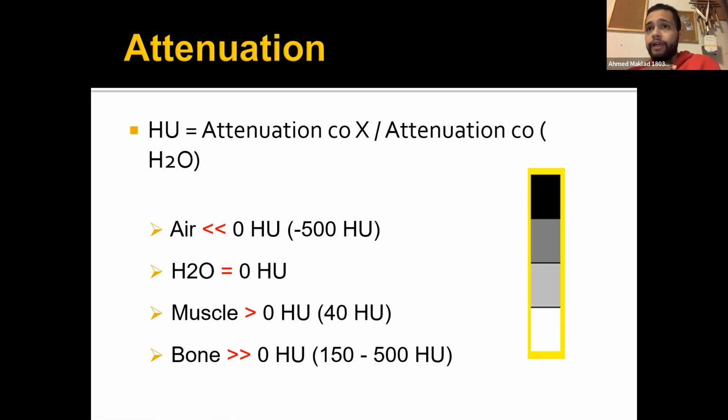What's less than water? Air. And air would be less than 0. So it's going to be -500, -1000, depending on what type of air there is. And then everything else is just higher than 0. You have muscles, bones, fatty tissue, whatever. It's going to be always higher than 0, right? Because the only thing that is 0 is water.